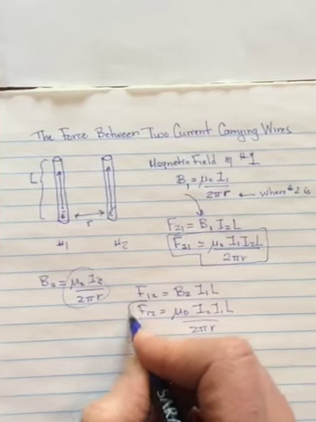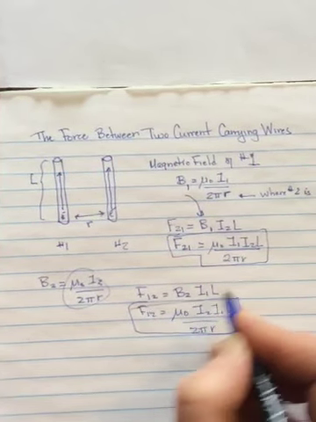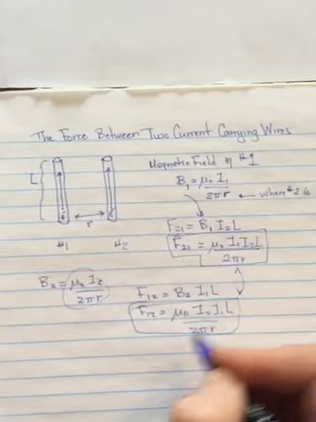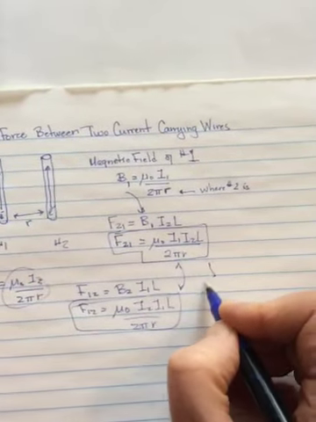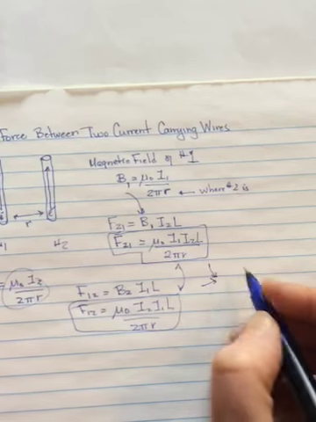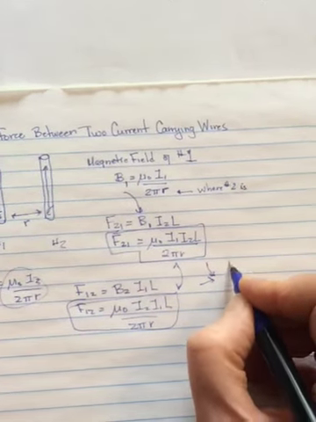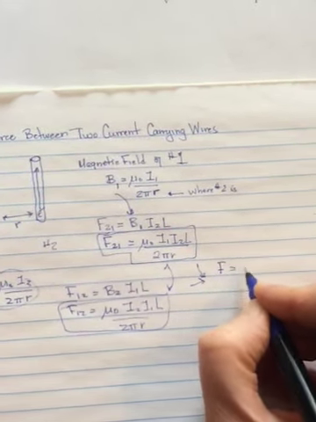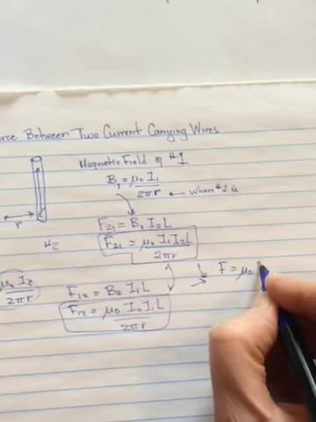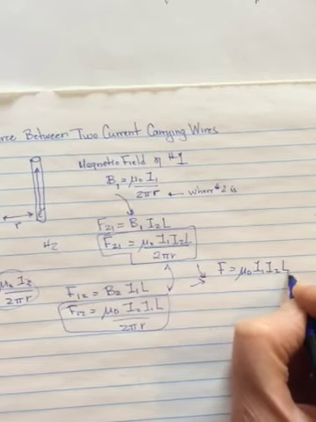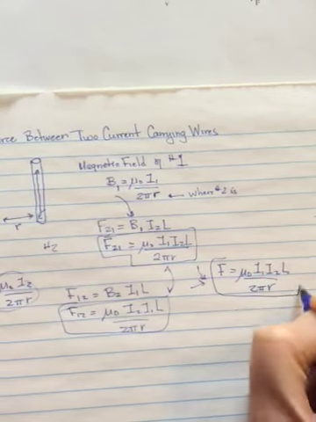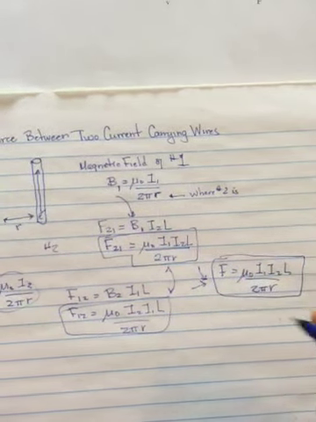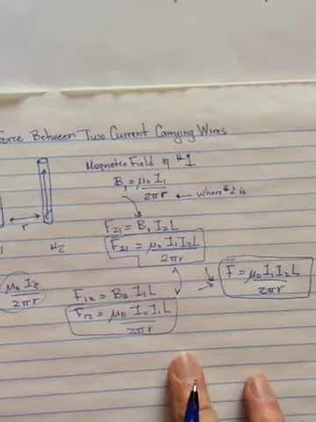But I'm hoping that you notice these are exactly the same equation, just the I's are in a different spot, which should make sense. That's Newton's third law. If one puts a force on the other, the other has to put the equal and opposite back on it. So we just say F is equal to mu O I1, I2, L over 2 pi r. Okay? And it'll be the force on each. Okay, so that's the force.